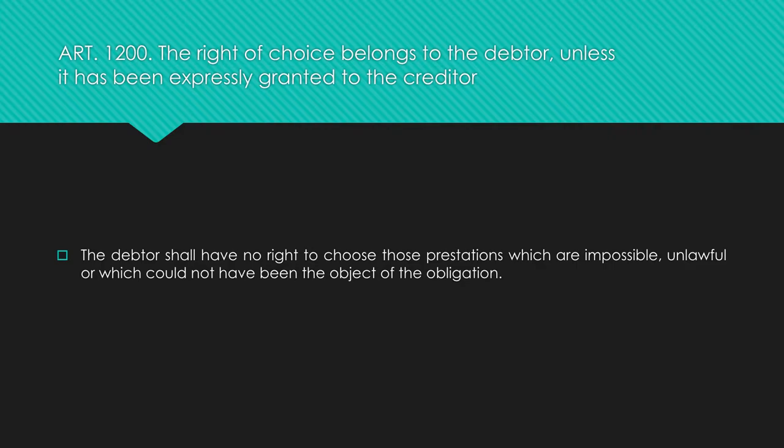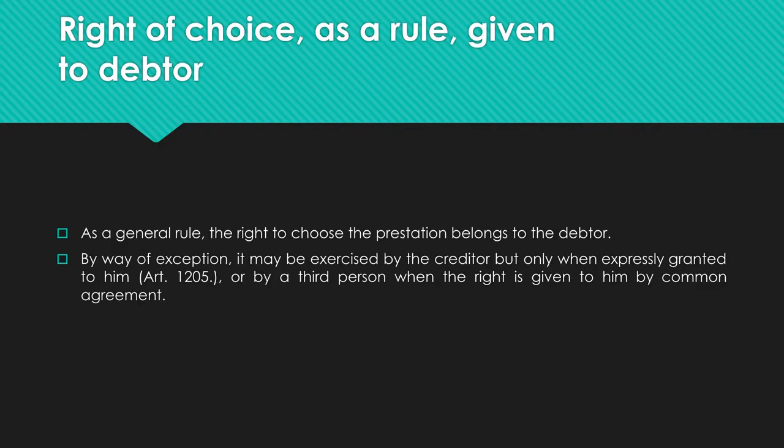Hindi ka pwedeng magbigay ng or mag-fulfill ng obligation with a prestation na hindi naman napag-agrihan. Of course, any of those alternatives that was initially agreed, and hindi rin pwede na impossible, unlawful yung prestation mo. Okay? So, the right of choice as a rule is given to the debtor. Okay? And by way of exception, it may be exercised by the creditor, but only when expressly granted to him under Article 1205, or by a third person when the right is given to him by common agreement.